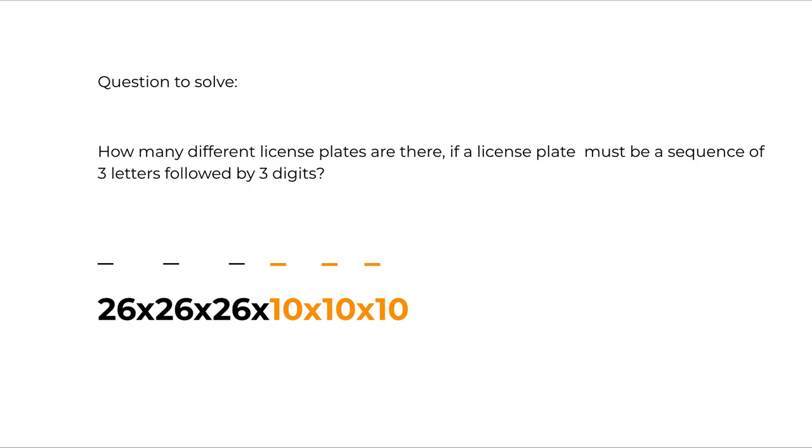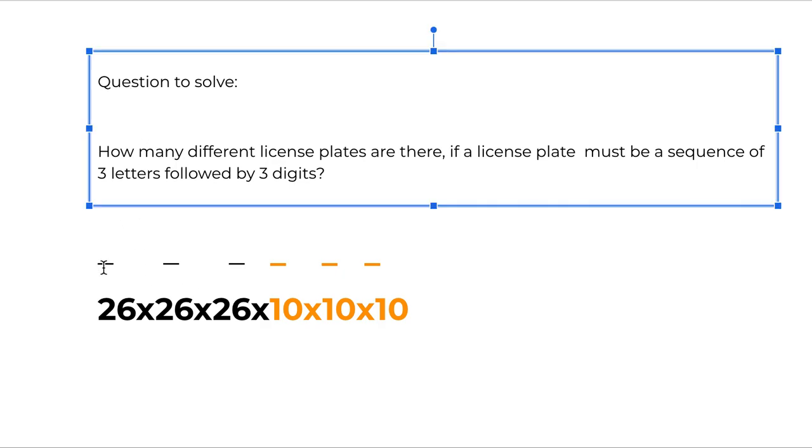Question to solve: how many different license plates are there if a license plate must be a sequence of 3 letters followed by 3 digits? The blanks in black are the letters and the blanks in orange are the digits. Number of ways possible, I can fill the first one is 26, the 26 letters in the English alphabet. So 26, I can fill the second blank with 26, the third blank with 26 because 3 letters are followed by 3 digits.